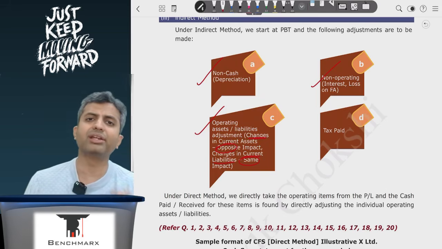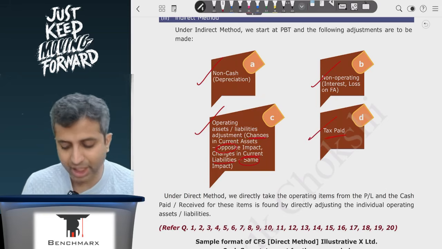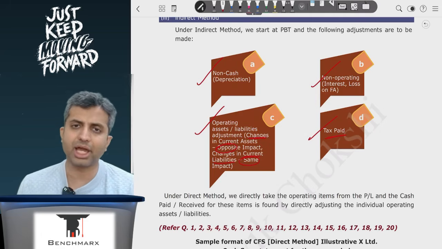After you do all of this, at the end you will have to subtract the tax paid. So minus the tax paid, and that will give you your final cash flow from operations under the indirect method.